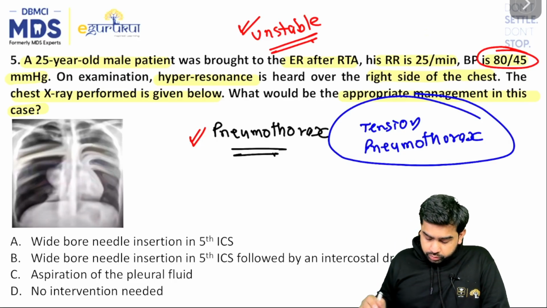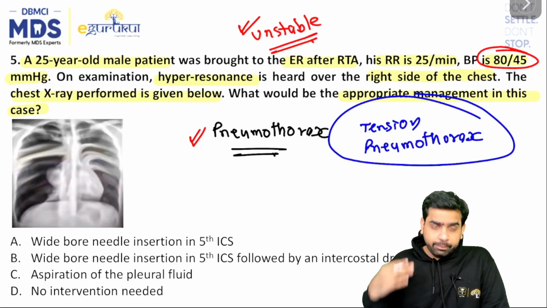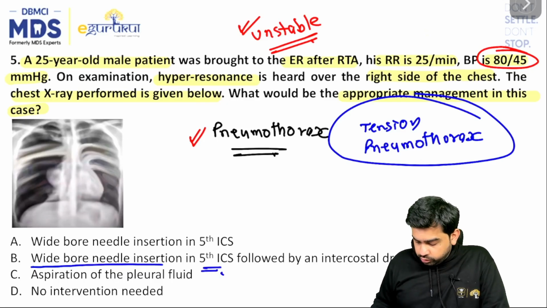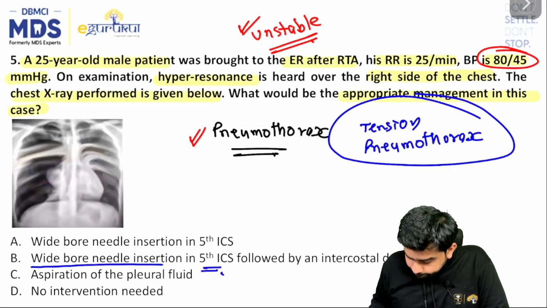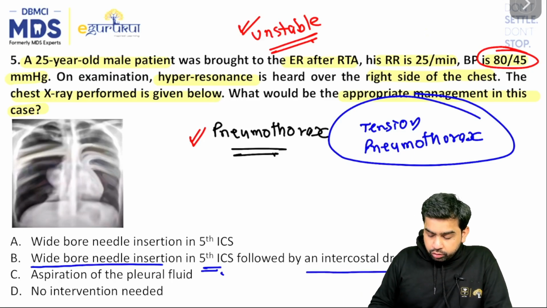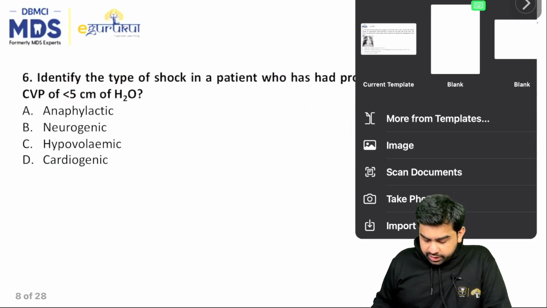Now, whenever there is a patient of a tension pneumothorax, what is the management of this particular patient? The management is that there is a wide bore needle insertion in the 5th intercostal space. That is what you need to do, followed by the intercostal drain in the fifth intercostal space. So I'll just let you know what is the management of these patients.